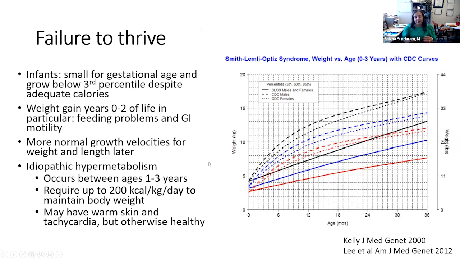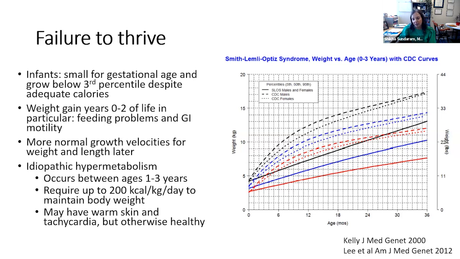I kind of think about feeding difficulties and failure to thrive or failure to grow as going hand in hand, obviously. And we know that infants who have Smith-Lemli-Opitz tend to be small for gestational age or small at birth and grow below the 3rd percentile even when they are getting adequate calories. And what I'm showing you on the right-hand side is a growth chart specifically for patients who have SLO, and it's plotted against the Center for Disease Control or CDC growth curve.